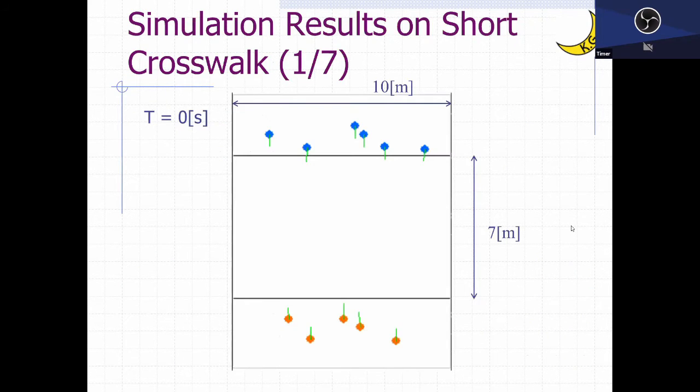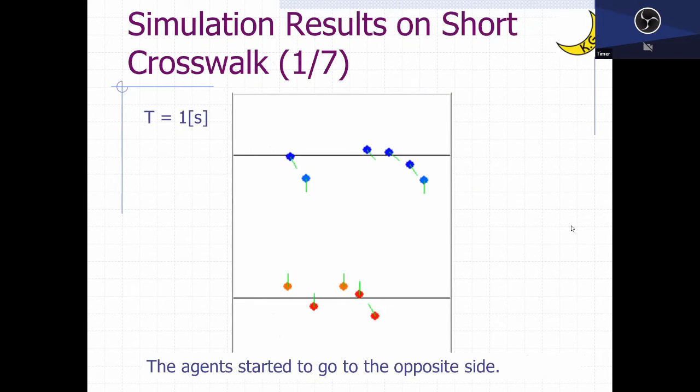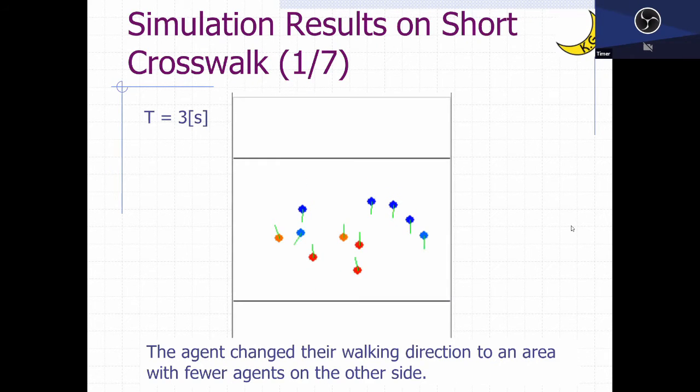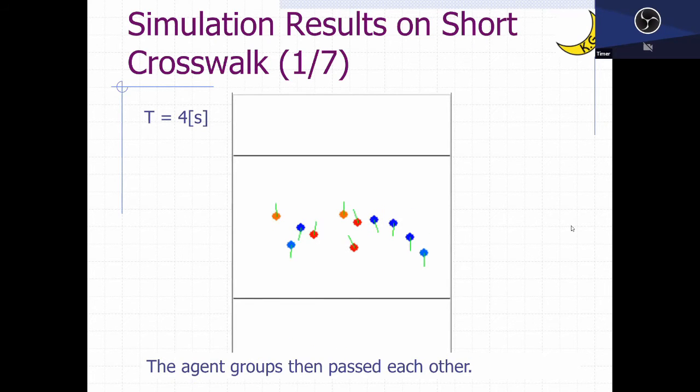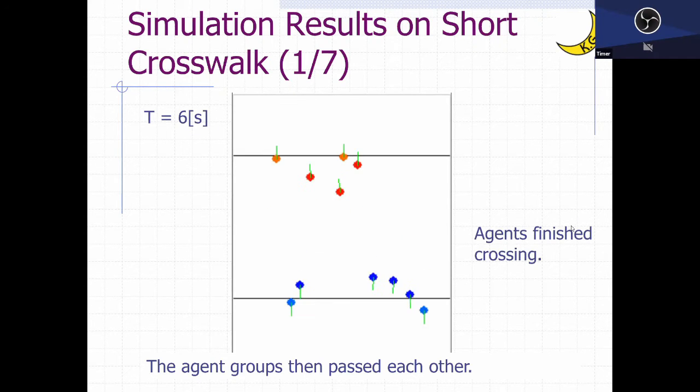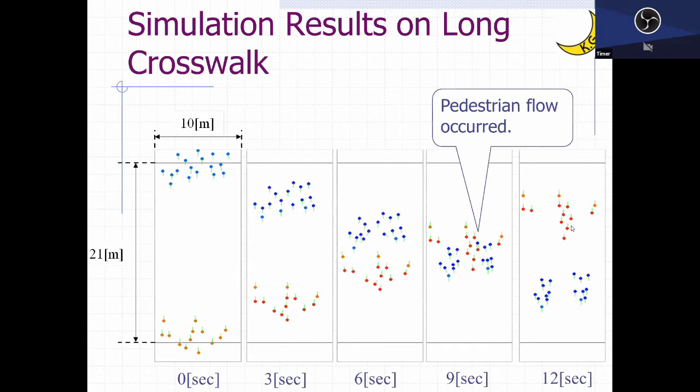This is a simulation result in the short version. The agents start to go to the opposite side and the agent groups arrive. The agents change their walking direction to the area with fewer agents on the other side, and the agent groups then pass each other, and the agents finish the crossing. This is the short version, and the long version is here. In the long version, pedestrian flow occurred in 9 seconds.